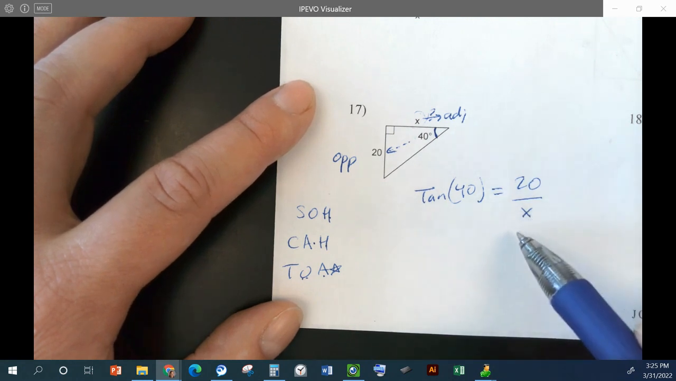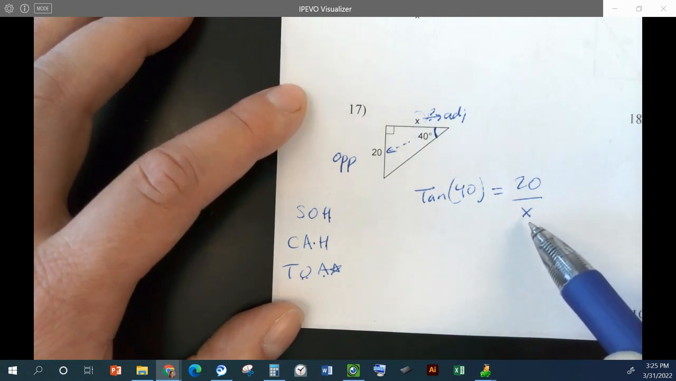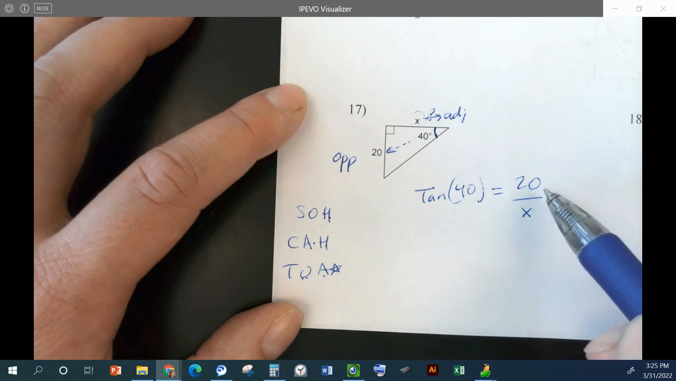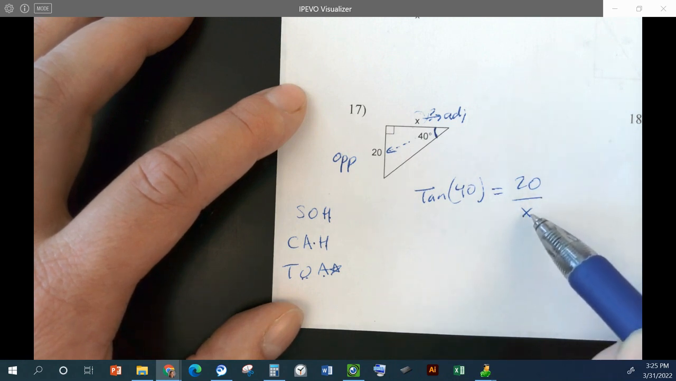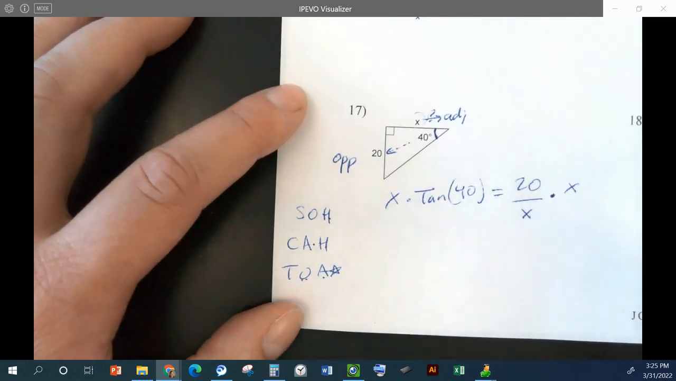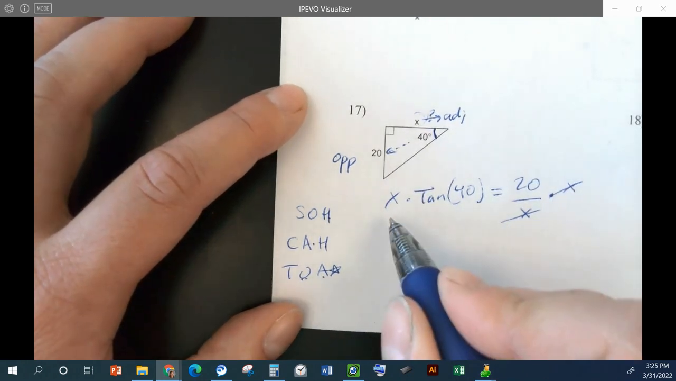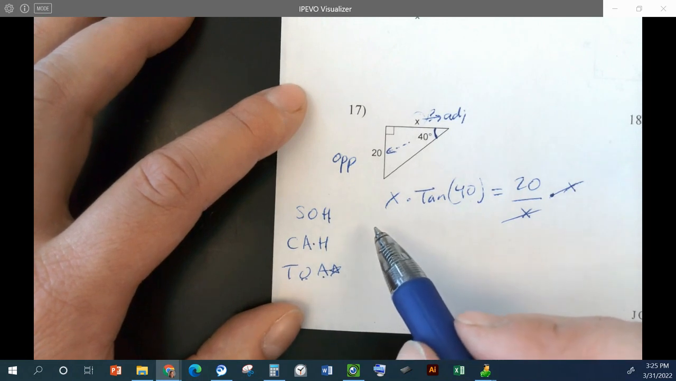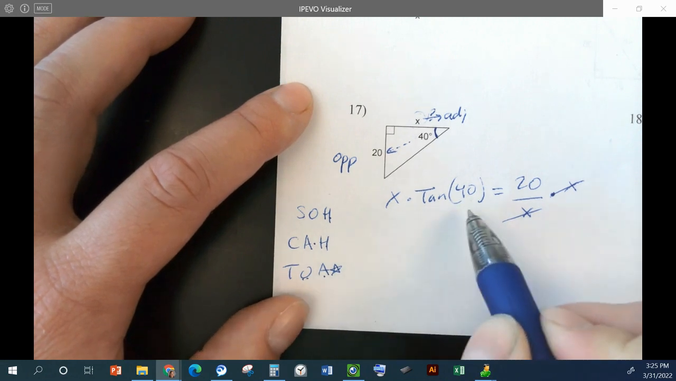So first we can't work with x in the denominator very well. So we have 20 divided by x. To get the x out of the denominator, we're going to multiply by x. So that will get x on this side. Now x is in the numerator. X is on the top. And now we're going to divide both sides by tangent of 40.